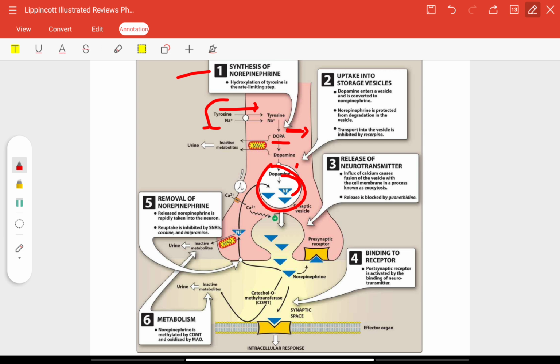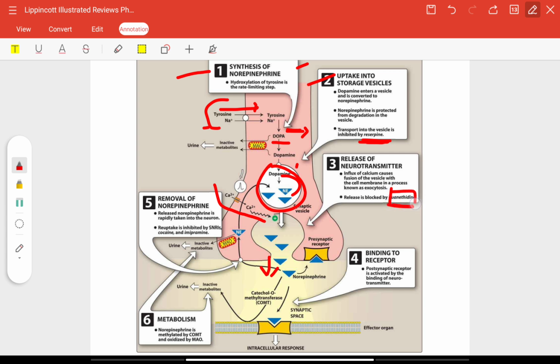So this is inhibited by reserpine, an antihypertensive drug. Now release of the neurotransmitter. First, its synthesis. Second, uptake in the storage vesicles. Third, its release. Influx of calcium ion causes the fusion of the vesicle with the cell membrane in the process called exocytosis. Exo means out, cyto means cell. Now this release is blocked by guanethidine.